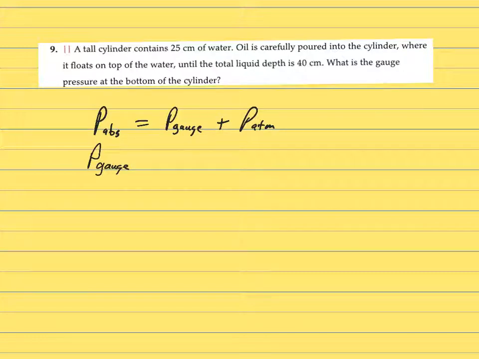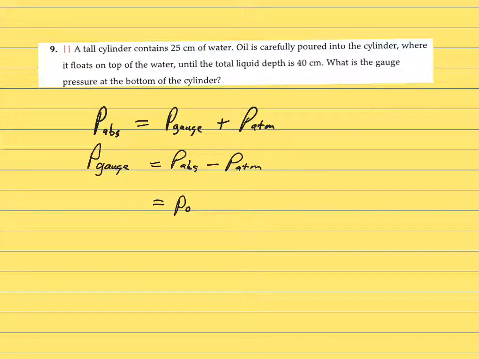Is that how you spell gauge? Equals the absolute pressure minus pressure of the atmosphere. I think I did the math right, didn't I? All right. We know the absolute pressure is really the sum, so is really the sum of the atmosphere on top of the liquid.